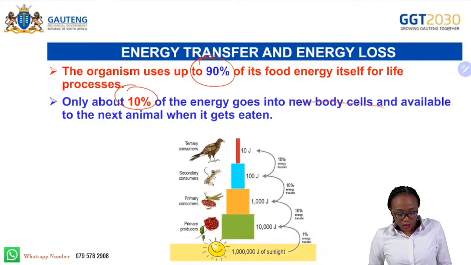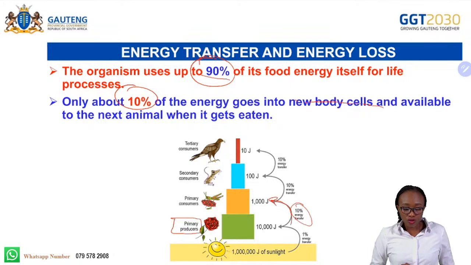So here, when the producers produce their food, they will use up to 90% for life processes and keep the 10%. Then there's going to be 10% energy transfer to the consumer. The consumer uses 90% of that energy that has been transferred and keeps the 10% for its body cells.